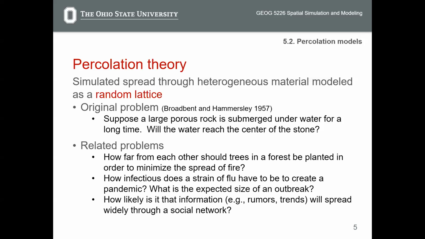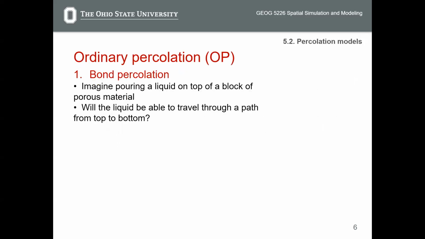And you can also use growth models to simulate the spreading of information itself, okay? So you can say, like I said, spreading phenomena are everywhere in the real world. So now let's talk about different types of percolation models. The first type is very simple. It's called ordinary percolation. There are two types of ordinary percolation, and the first type is called bond percolation.